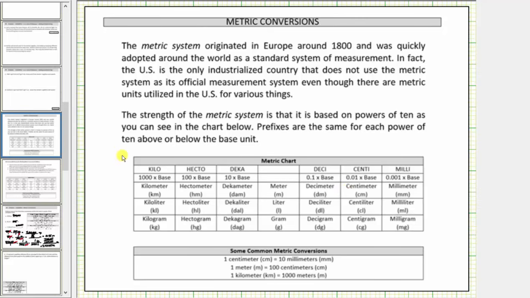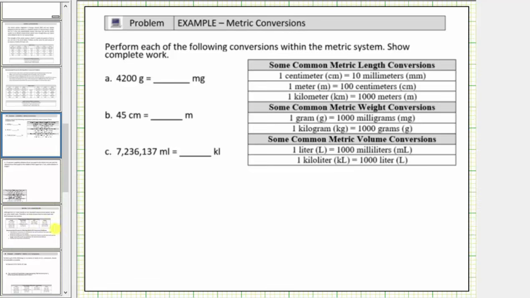This table can be used for conversions. However, in this lesson, we will focus on performing conversions using unit fractions. But we will still use a table to verify the conversions. To perform our conversions using unit fractions, we will use these common conversions for length, weight, and volume. In the first example, we need to determine how many milligrams in 4,200 grams.